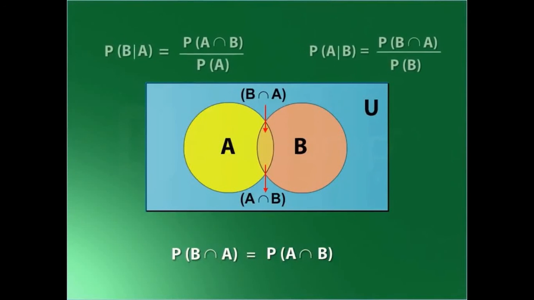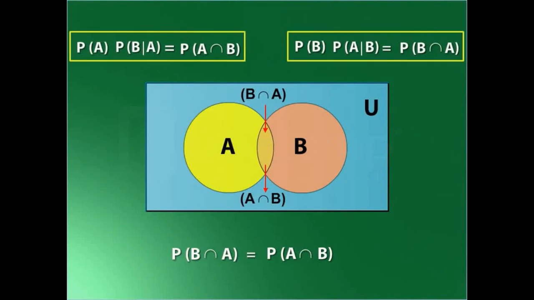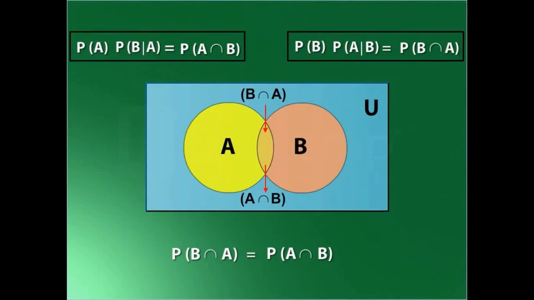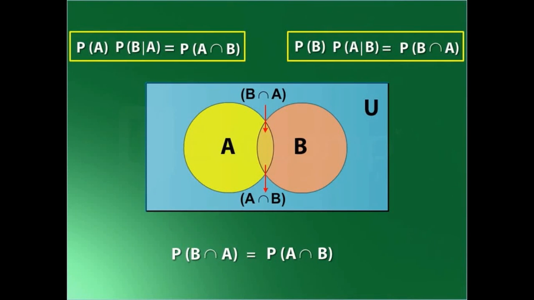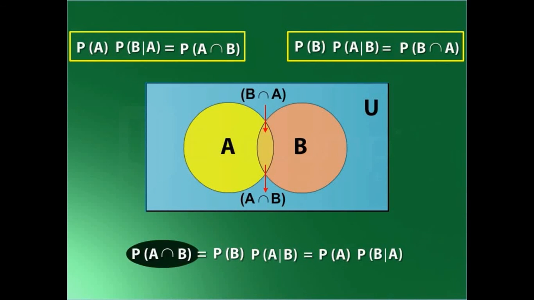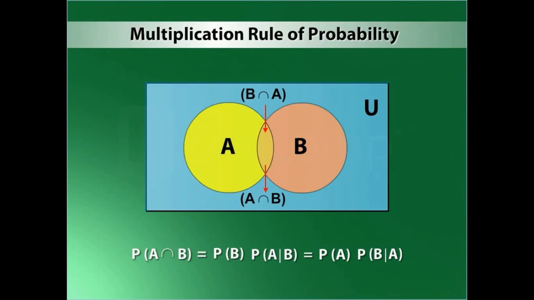Now, the two expressions for probabilities help us to conclude that probability of A intersection B is equal to probability of A when B has already occurred into probability of B, as well as it is equal to probability of B when A has already occurred into probability of A. This result is known as multiplication rule of probability.